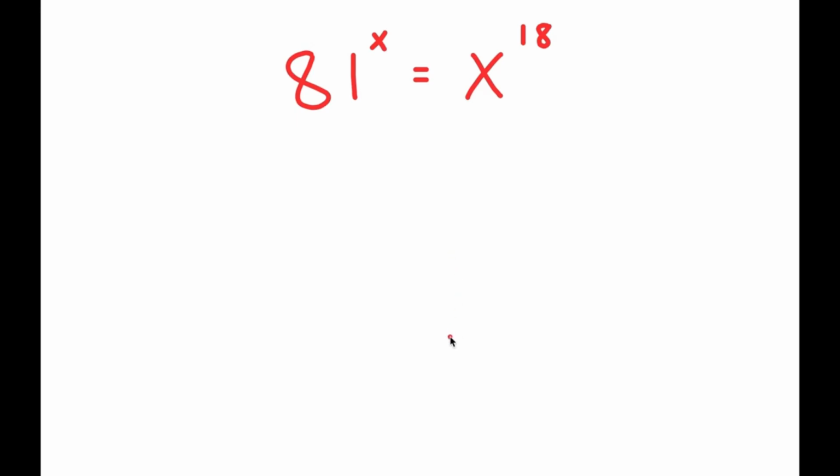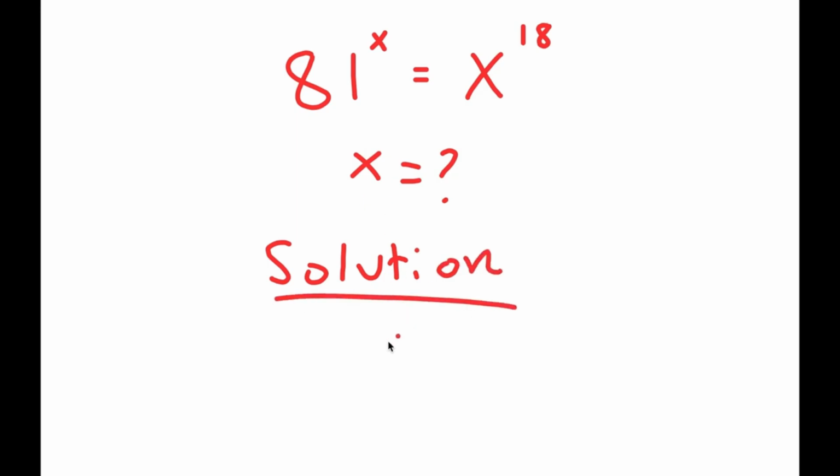Alright, so in this problem, I have 81^x = x^18. So I want to find the value of x here. So for my solution, I'm going to rewrite this equation: 81^x = x^18.